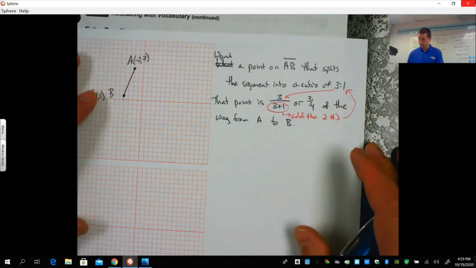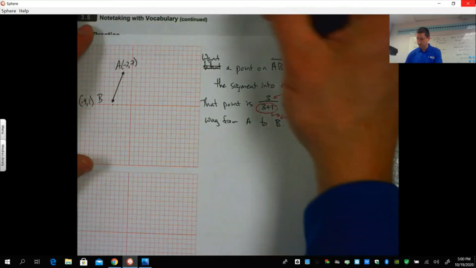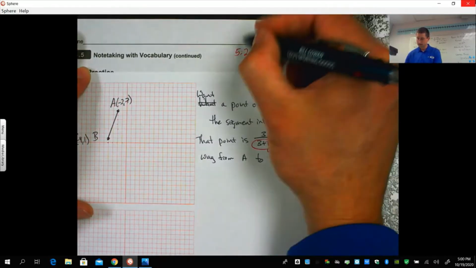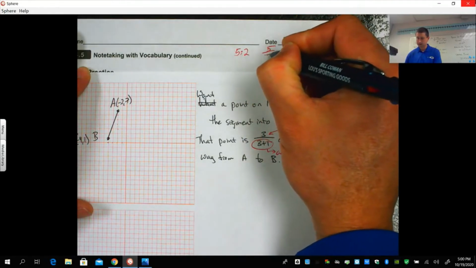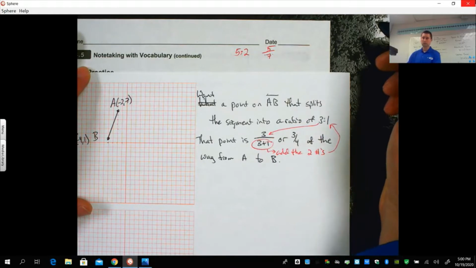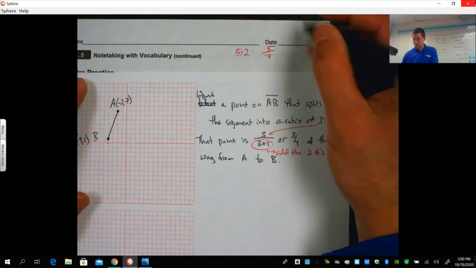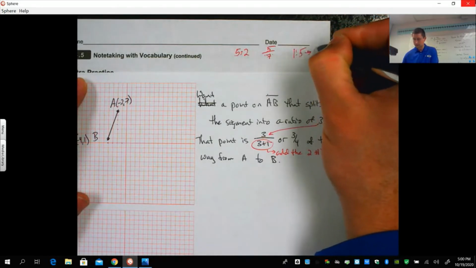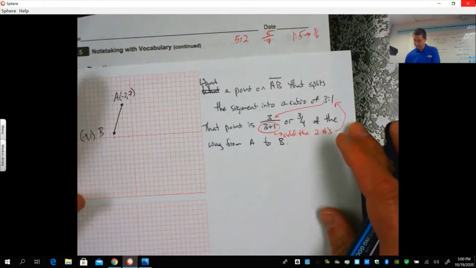So if you had a ratio, let's just say you had a ratio of 5 to 2. That means it's going to be 5 over 5 plus 2, or 5/7 of the way. Okay? If you remember probability and odds a little bit, kind of goes back to some of those things. If you had a ratio of 1 to 5, that means it's going to be 1/6 of the way along the line.